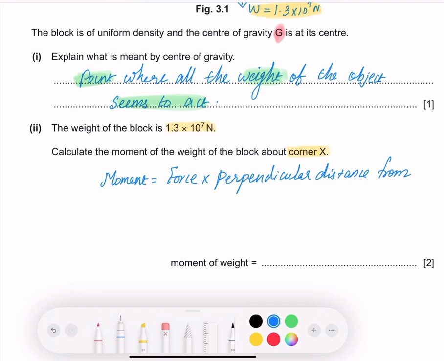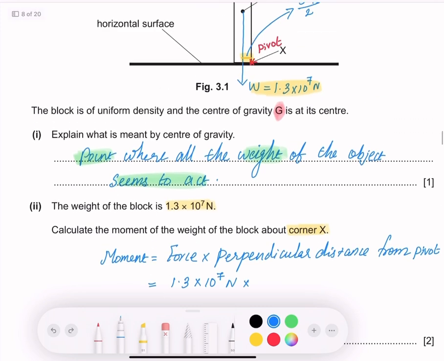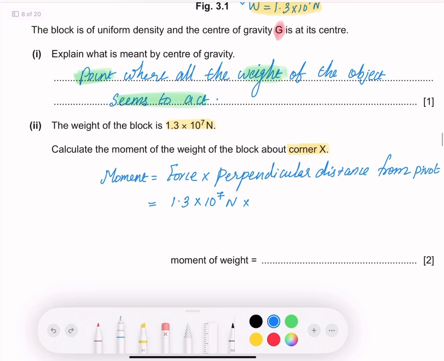First write the formula. Moment is force times perpendicular distance from the pivot or from the point X, where the force is 1.3 times 10 to the power 7 Newton, times perpendicular distance we have already seen from the figure, that is 3.4 divided by 2 meter, and the answer is 2.2 times 10 to the power 7 Newton meter. We can write the answer in 2 significant figures.